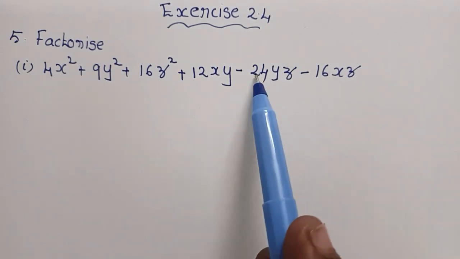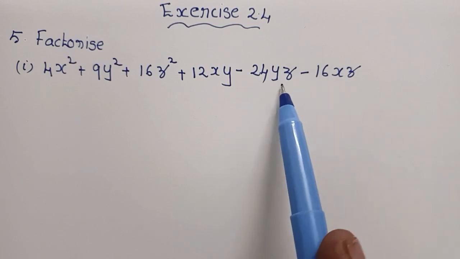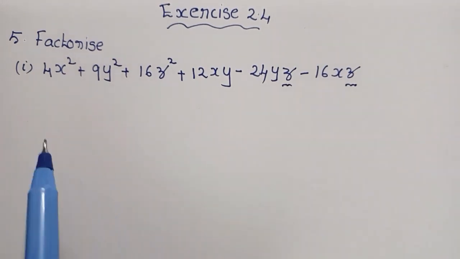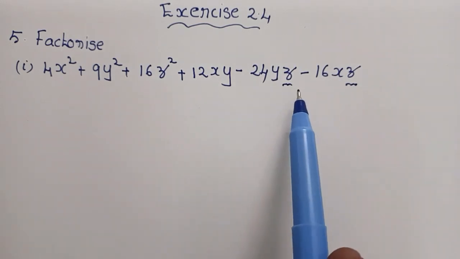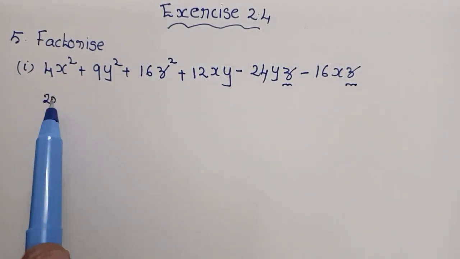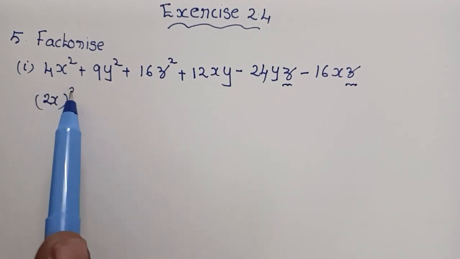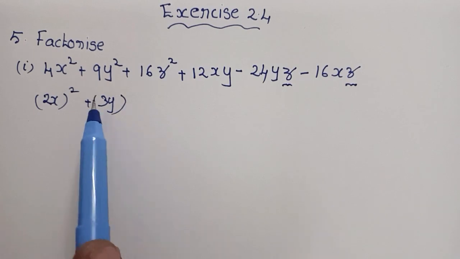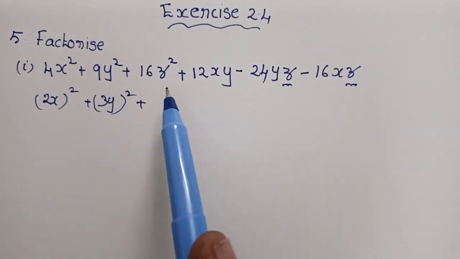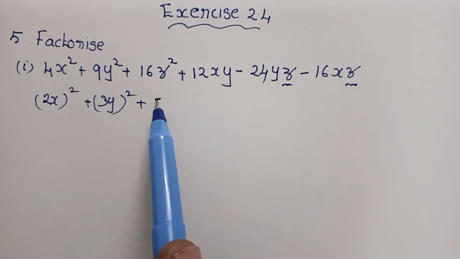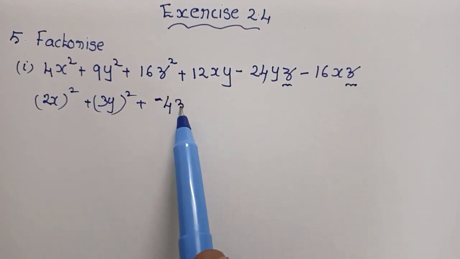Now for that, first we have to find the variable common in negative terms. These two are having negative sign and the variable common in negative terms is z. So we have to put the z term as minus. Now this one, 4x square is same as 2x the whole square, a square, plus b square, that is 3y the whole square, plus c square. C square is same as, here we have to put minus sign, so it is minus 4z the whole square.